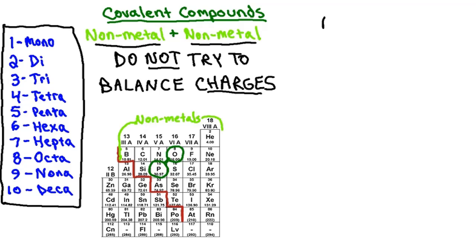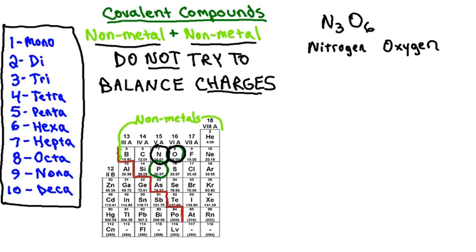Let's try N3O6. Now down here in the periodic table, here's N for nitrogen, and here's O for oxygen. So we're going to write those down, nitrogen and oxygen. The first thing we did was check and make sure that both the N and the O, the nitrogen and the oxygen, are both nonmetals, to make sure that this is a covalent compound, which it is.